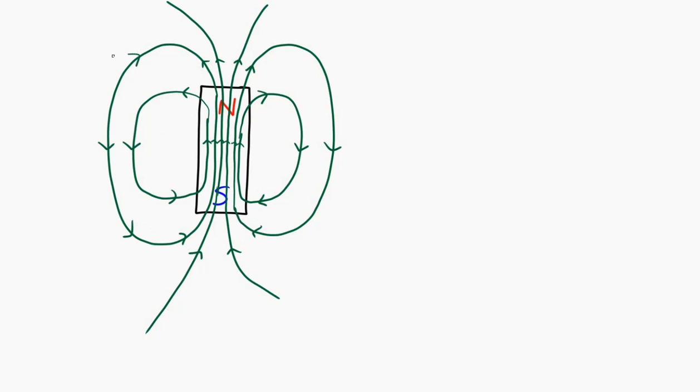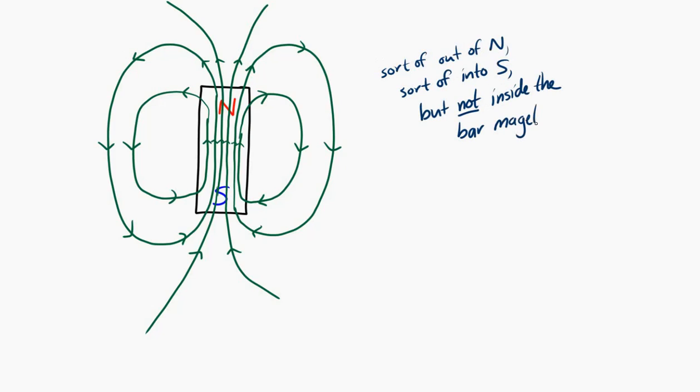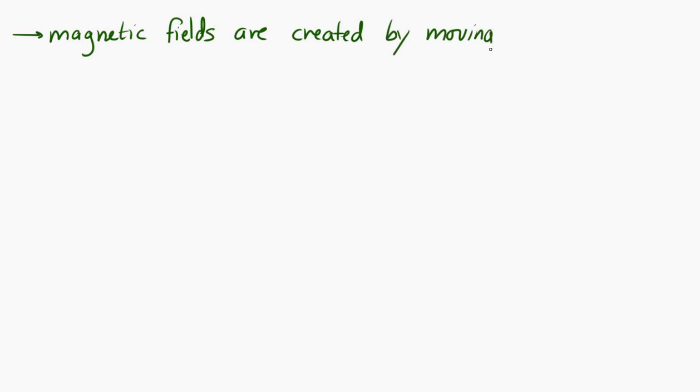So you can see, yeah, the magnetic field mostly goes away from the North Pole and mostly goes into the South Pole, but look inside the magnet. Inside the magnet, it's pretty darn different. And we're going to kind of see why that is a little bit later. One of the things that's really different about magnetic fields is their origin. Magnetic fields, it turns out, are created by moving charges.